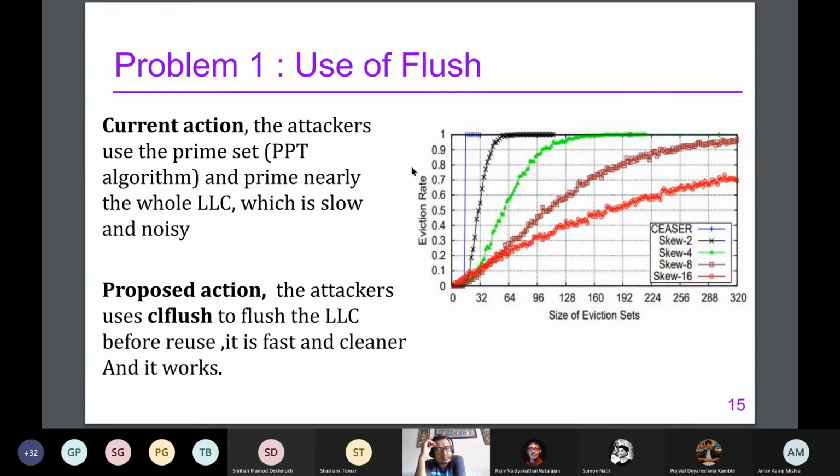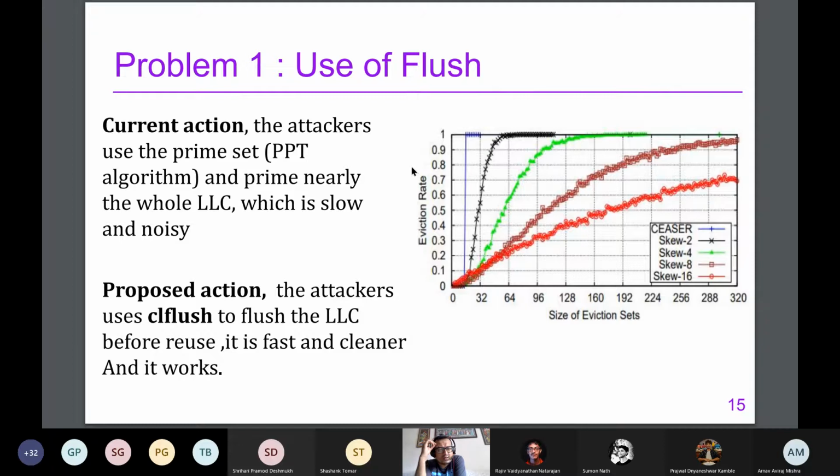The exact takeaway is that for a particular size of eviction set, when you are repeatedly using it, using CLFLUSH in between, the eviction rate, which is actually the probability of kicking out the victim cache block, increases. And here are the 5 different ways. You have the Caesar method, Skew2, Skew4, and so on, that you are explaining, but what's the takeaway? Finally, what's the takeaway message from this plot?